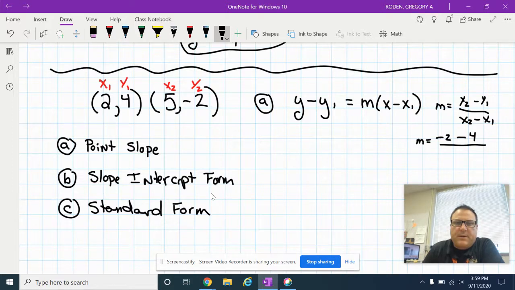m equals, over, let's see here, x2. Well, what is x2? x2 is 5 minus what is x1? x1 is 2. So now I go ahead and do the math here. Well, what's -2 minus 4? That's -6 over what's 5 minus 2? That's 3. So m equals -6 divided by 3. So it's -2.